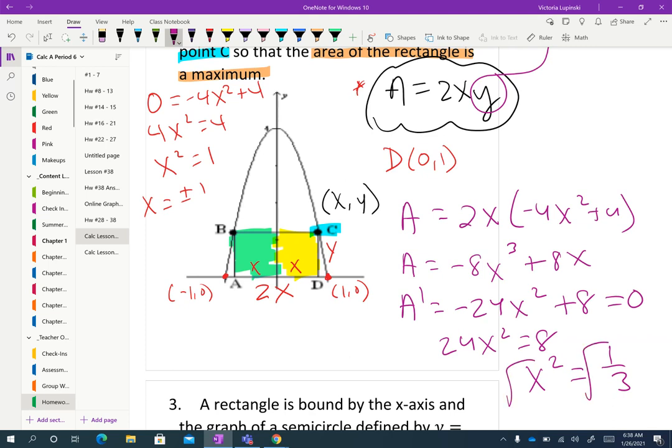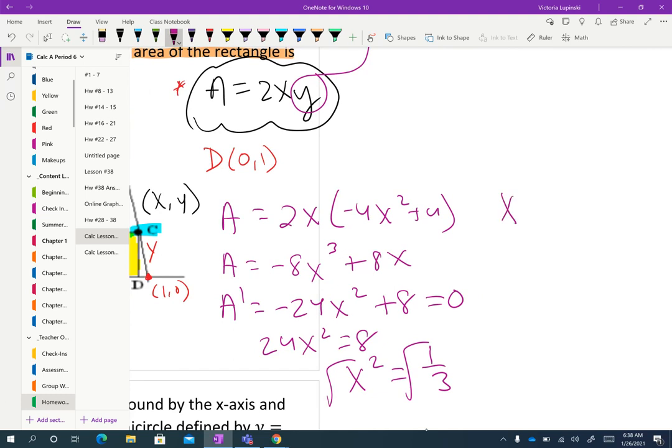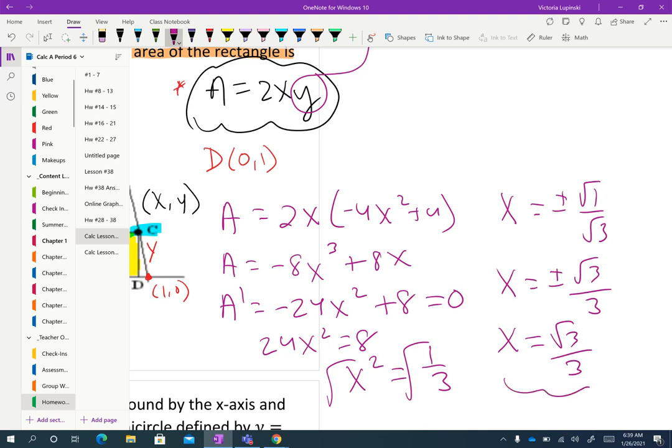Then you're going to go ahead and take the square root. So when you take the square root, you're going to get plus or minus. The square root of 1/3 is the square root of 1 over the square root of 3, which if you rationalize is plus or minus radical 3 over 3. Because of the fact that, again, we're saying that x has to be some positive distance, we're going to go ahead and say that x is equal to root 3 over 3. We're going to need that. Again, that's not our final answer, but it is something that we want to keep in mind.